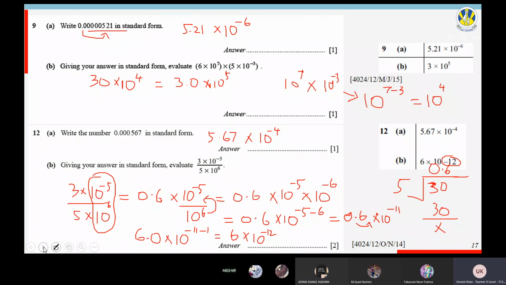Yes, sir. Now is this clear to everyone? This rule, Saad, Umar, Musa. Yes, sir. Okay.